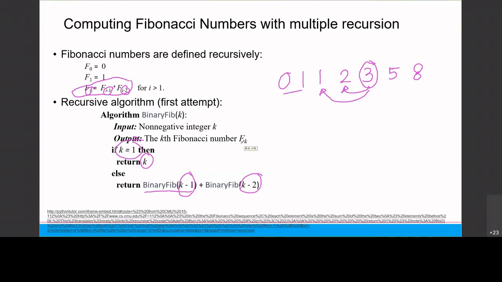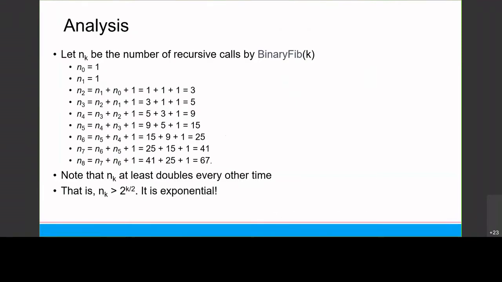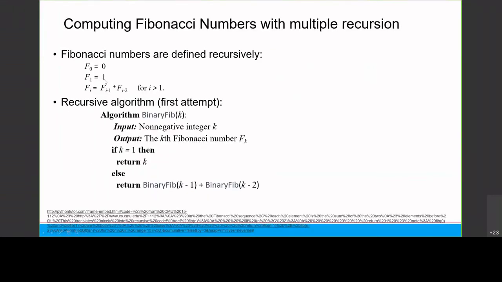Now, is it true? If you check this one, actually this is not a good algorithm. Even though the idea is you have two kinds of values, which is Fi minus 1 plus Fi minus 2, and you can see this is the first binary call and this is the second binary call, it's not that simple to use recursion.